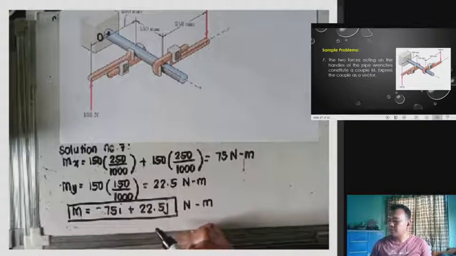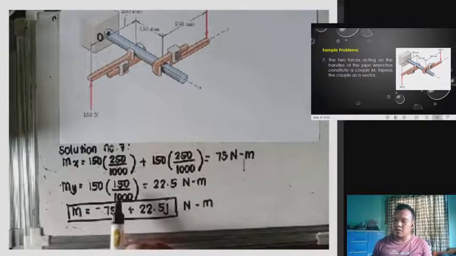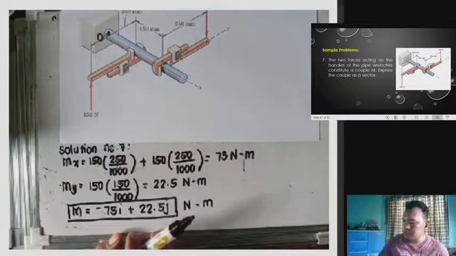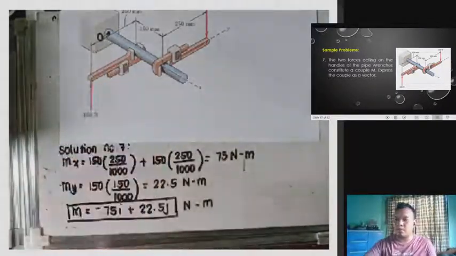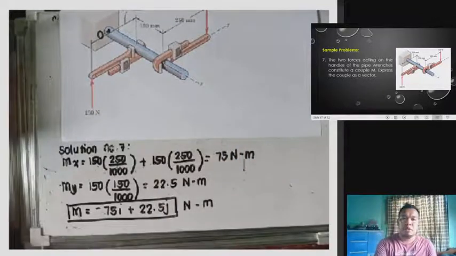No? Same din po dito. Clockwise to ang movement nito, no? Kasi away from O tayo is clockwise positive. Okay. Next problem tayo, problem number 8.